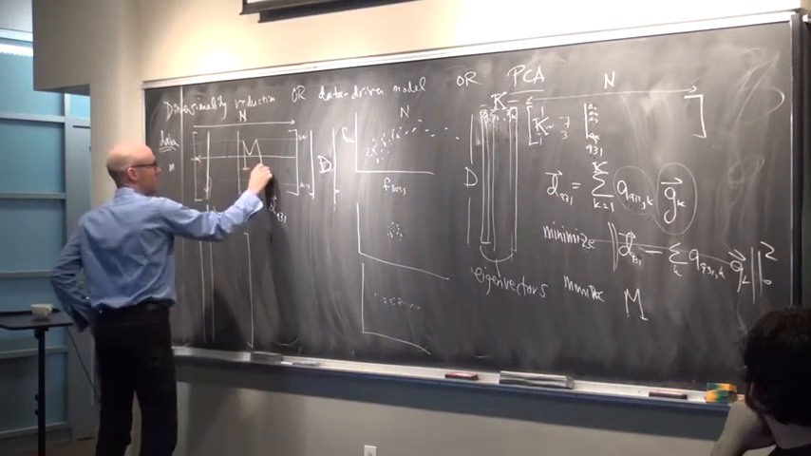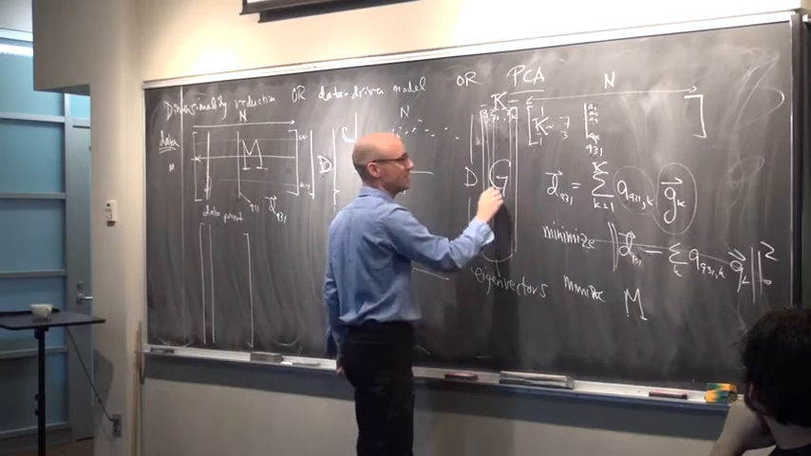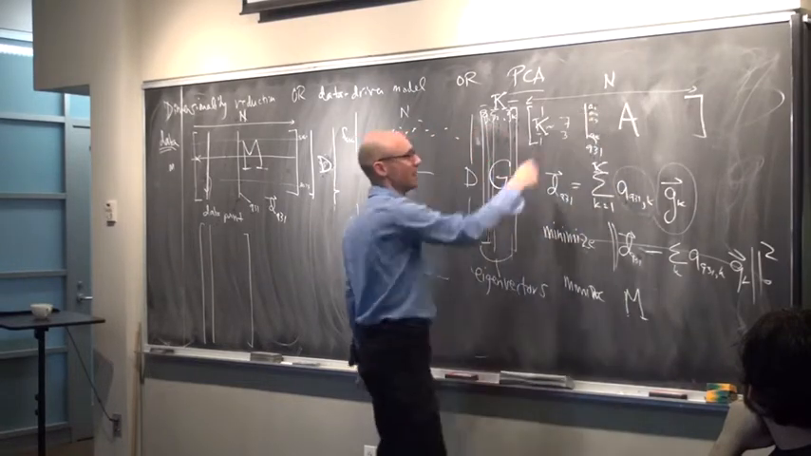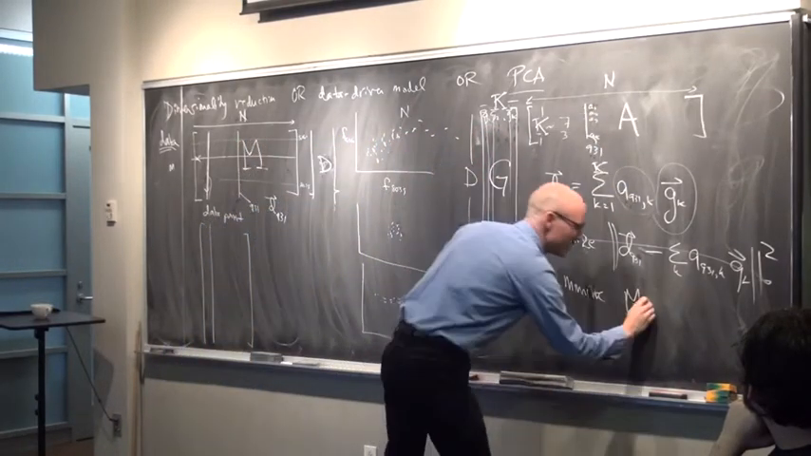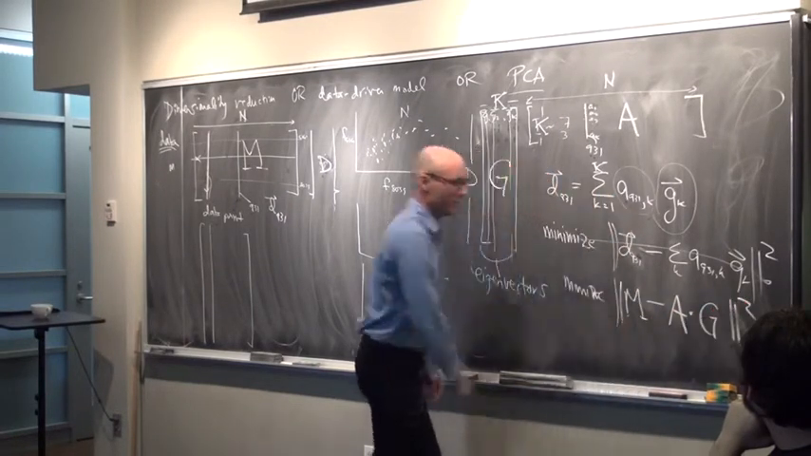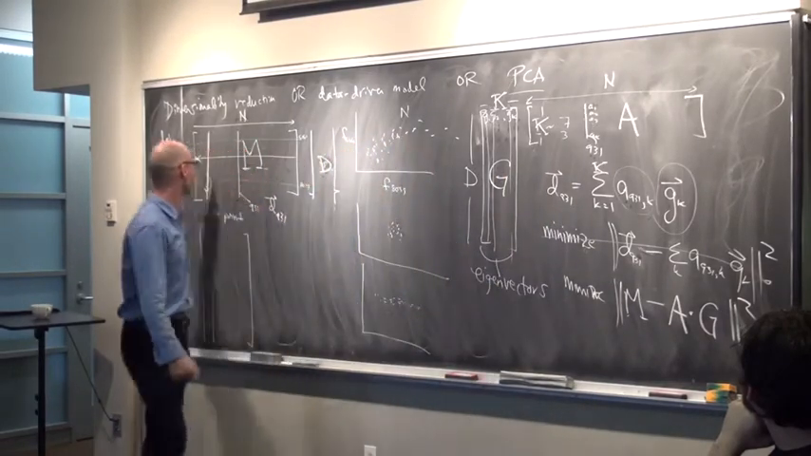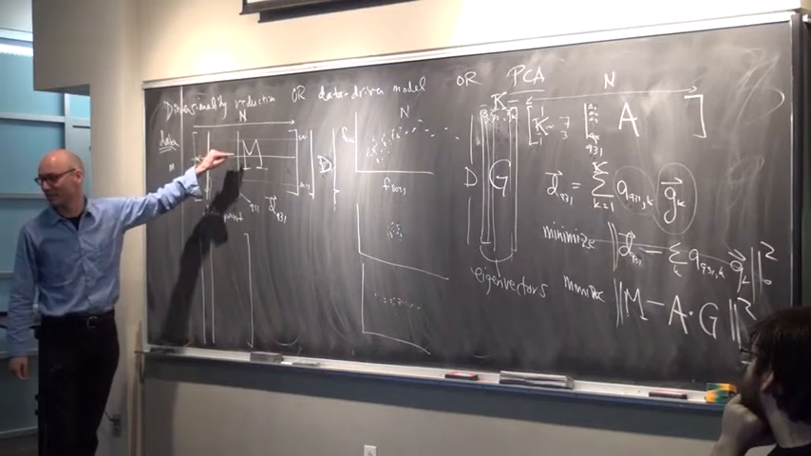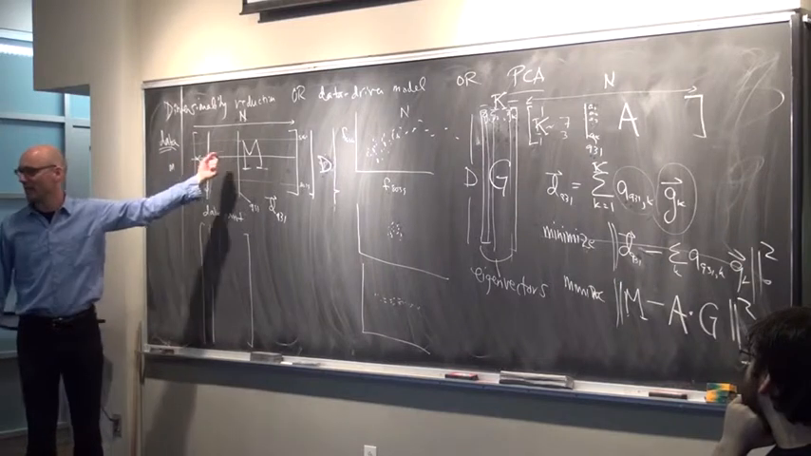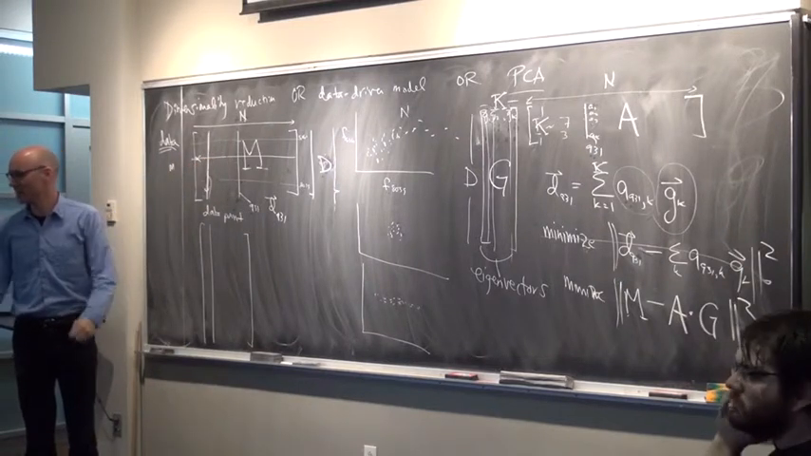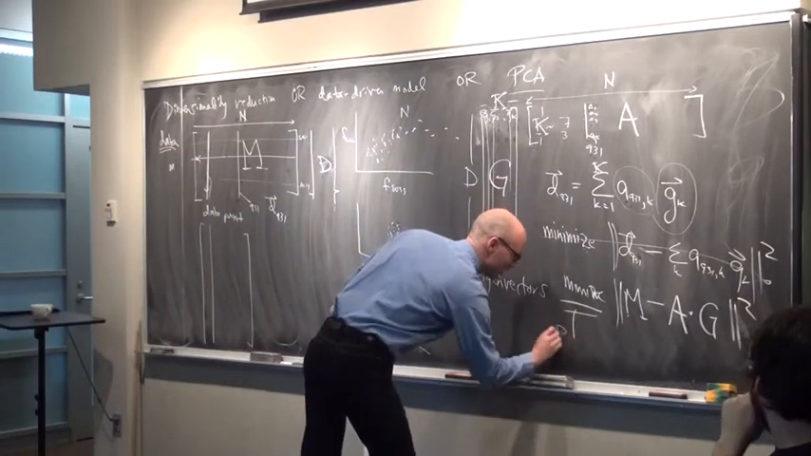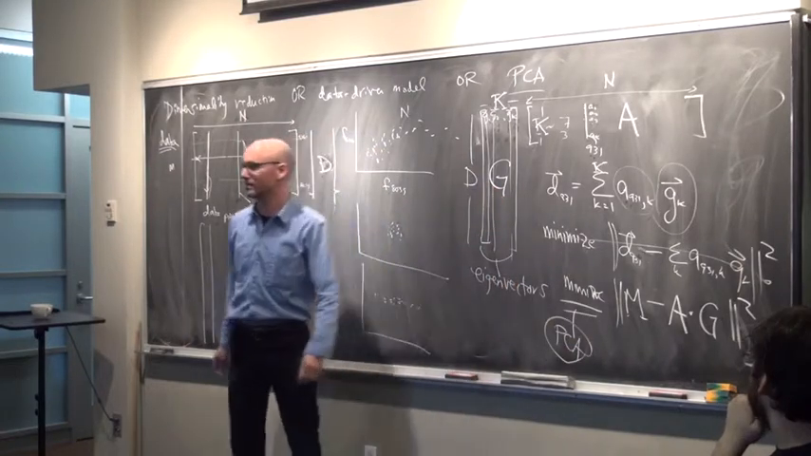M, and I'm going to call this matrix G, because it contains our eigenvectors, and I'm going to call this matrix A, because it contains our coefficients. We want to minimize M minus AG squared, meaning we go to every single data point, every single entry in this matrix, difference it from what you get from that outer product, square it, add it all up, and that's what we're going to minimize. And this method, minimizing this, is called PCA, Principal Components Analysis.